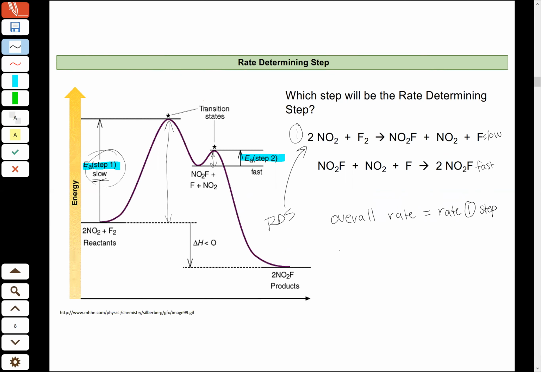So we could say our overall rate law will probably be rate equal to our rate law constant times the concentration of our NO2 squared. It'll have a second order rate dependence because of that coefficient 2, and then a first order dependence on F2. So we expect this to be the overall rate law. And this is just because our slow step is first.